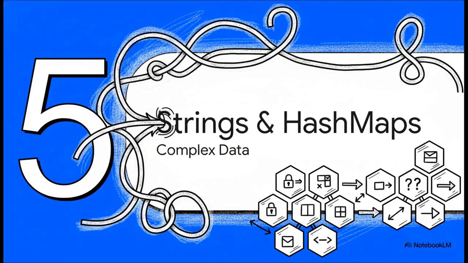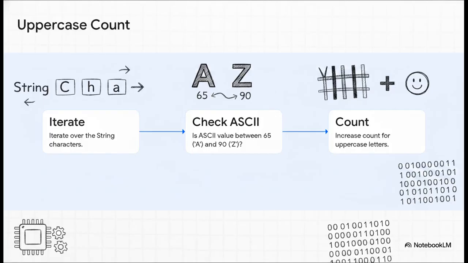Moving on to Section 5, Strings and Hash Maps. Time for some complex data handling. Here is a massive secret in Java. Characters are literally just ASCII integers under the hood. To count uppercase characters in a string, step 1 is to simply iterate over the characters. Step 2, we check if the numerical ASCII value falls between 65, which is capital A, and 90, which is capital Z. If it does, step 3, we increase our count. You really don't need complex, fancy libraries if you just understand basic ASCII math.